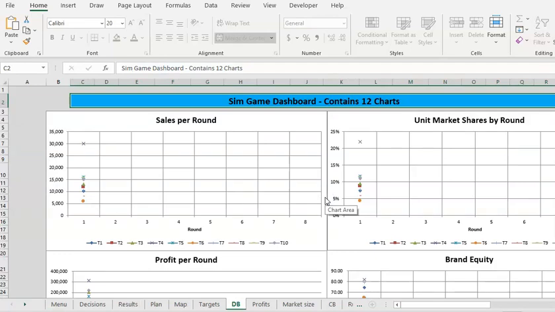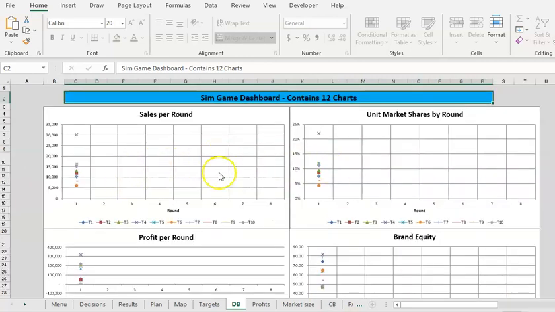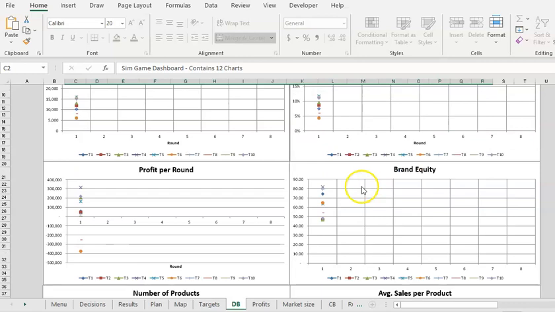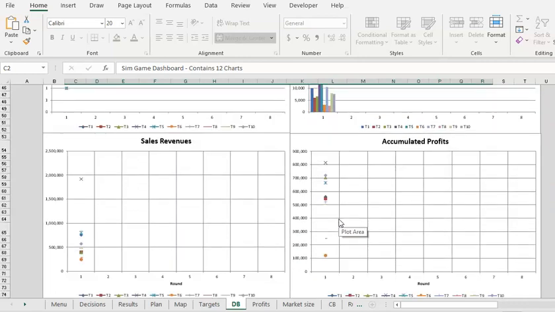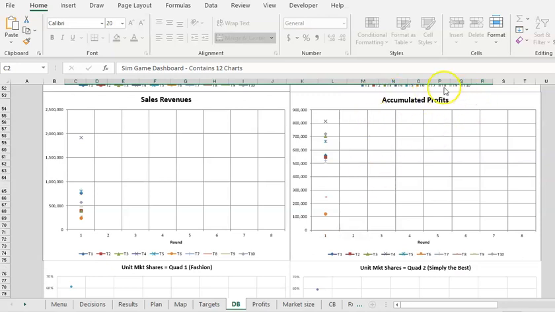This is a series of graphs. I mean, they haven't started to populate yet because we've only got one round of numbers, but these will fill out as rounds go. And you've got all the teams listed there. So I've got sales, profits, brand equity score, numbers of products, average sales, etc. And this is the metric for winning the game. So basically who makes the most money over time.